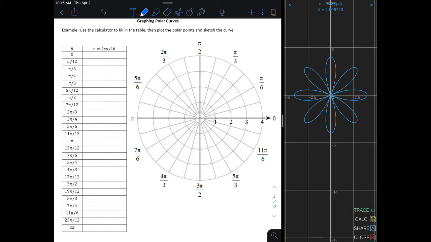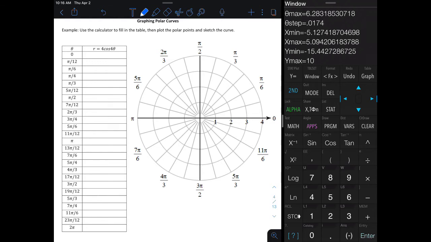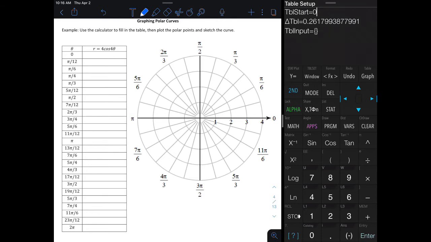To get table values, I can go to my table settings, so second window. I look, my table start is at 0, just like the table that we have on the left hand side, and the step size is pi over 12. So I'm going to type in pi over 12 and enter.